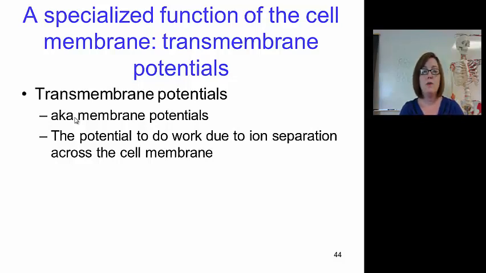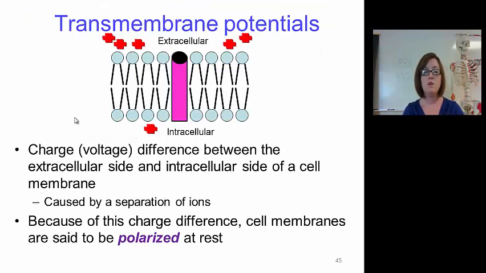The last thing to talk about with cell membranes is the specialized function of the cell membrane called transmembrane potential. Transmembrane potentials are also known as just membrane potentials, and these potentials have the potential to do work, and this is due to ion separation across the cell membrane. So it turns out there's a charge or voltage difference between the inside and the outside of a cell.